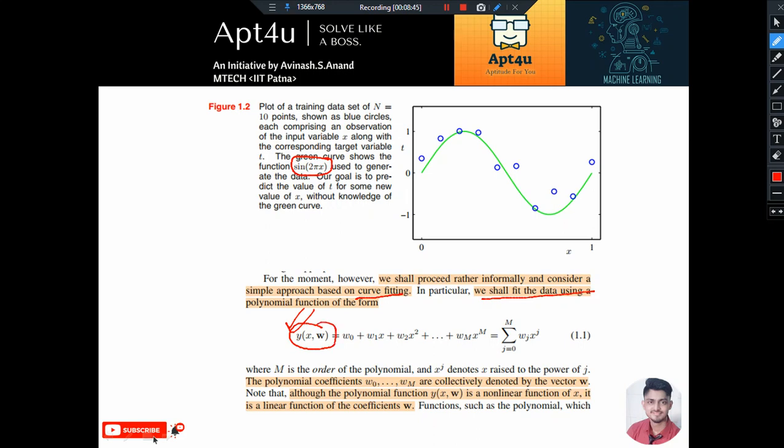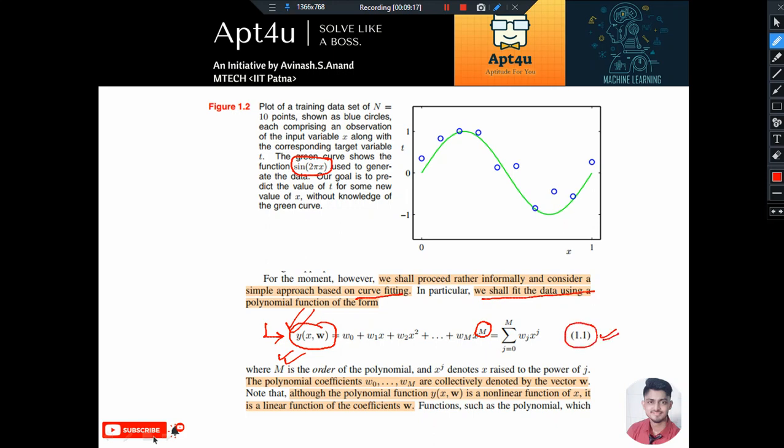So this is a polynomial function of the form y(x, w) = w0 + w1x + w2x² + and so on till the mth term. This is a polynomial function of any form. The general form of the polynomial is as follows: we write y(x, w) = w0 + w1x + w2x², and this will go on till x^m, where m is the order of the polynomial. So the general function of the polynomial is equation 1.1, right?